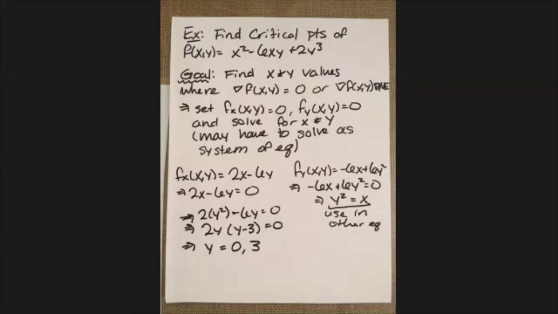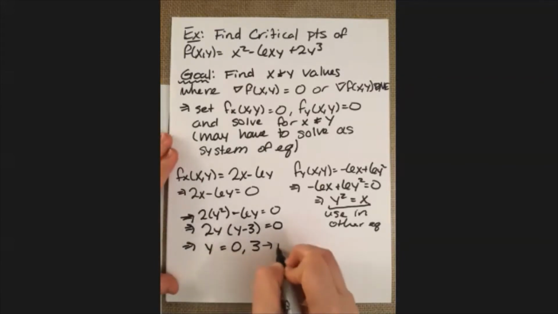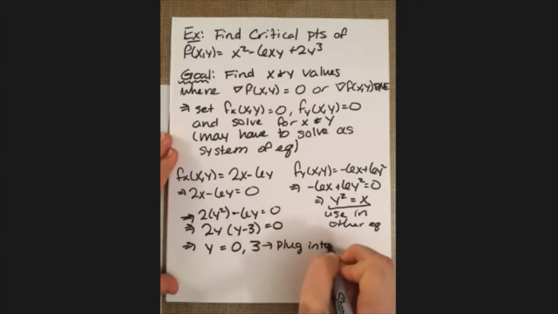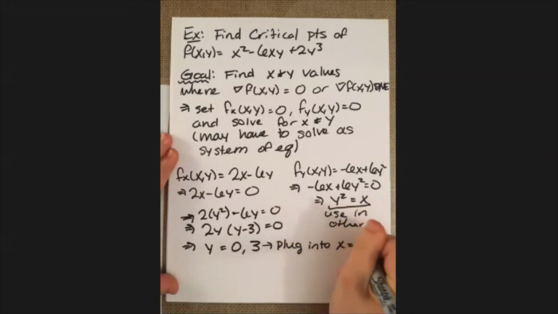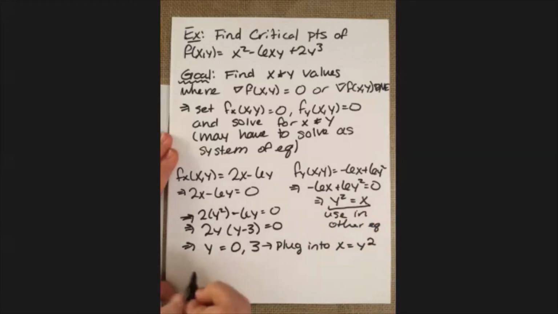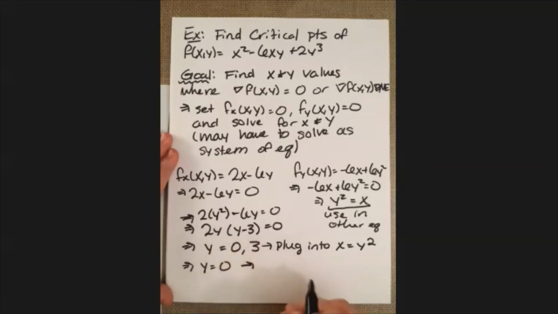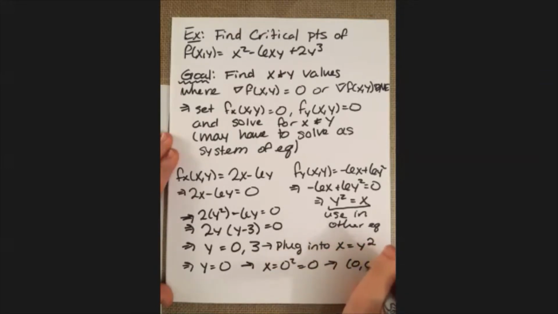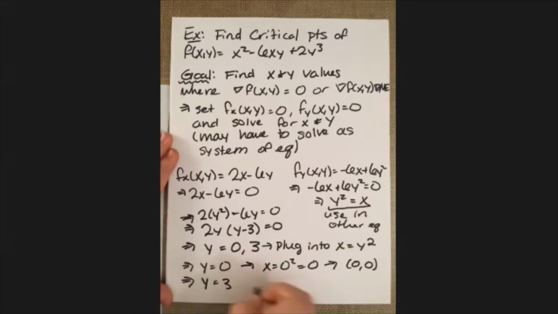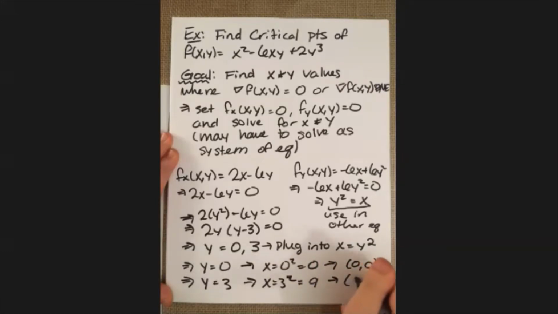In order to figure out what x has to be, I can take these guys and plug them into the x equals y squared that we get from right there to get my x information back. So when y is equal to 0, I am going to get that x is equal to 0 squared, which is just equal to 0. So I'm going to have the point 0, 0 in this case. When y is equal to 3, I get that x is equal to 3 squared, which is just 9. So then the point that I get from this is going to be 9, 3.